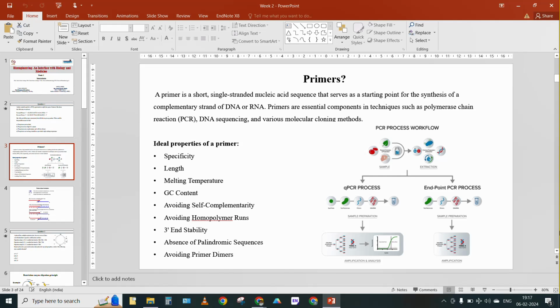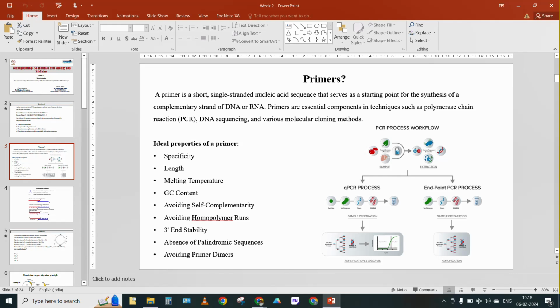The third property is the melting point of a primer. The melting point represents the temperature at which half of the primer binds to the template DNA. It is important to choose primers with similar melting point values to ensure optimal annealing during amplification. The next property is GC content, which you were having doubts about. The percentage of guanine and cytosine bases in the primer sequence affects its stability. A balanced GC content, around 40 to 60%, contributes to stable primer-template binding.